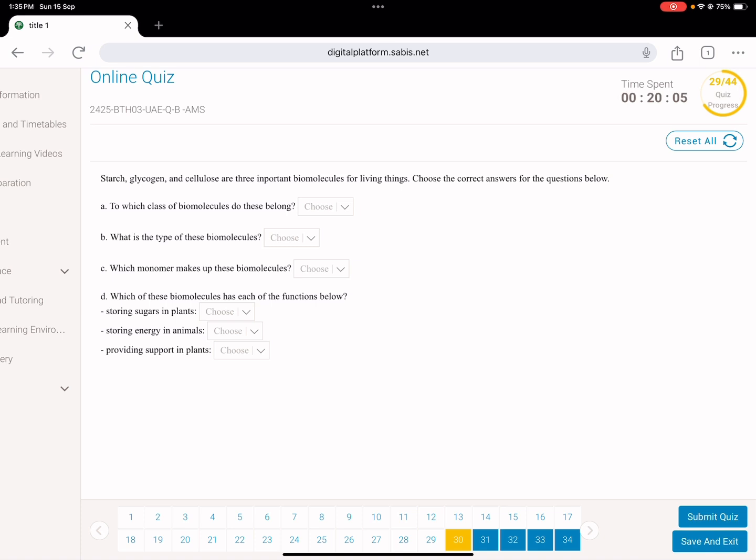Starch, glycogen, and cellulose are three important biomolecules. Which class? Of course, it's going to be carbohydrates. What is the type? Now, they're made up of multiple glucose molecules, so they are polysaccharides. Which monomer? We said it already, which is glucose. Storing in plants, of course, it's starch. Storing in animals is glycogen, and providing support is cellulose.